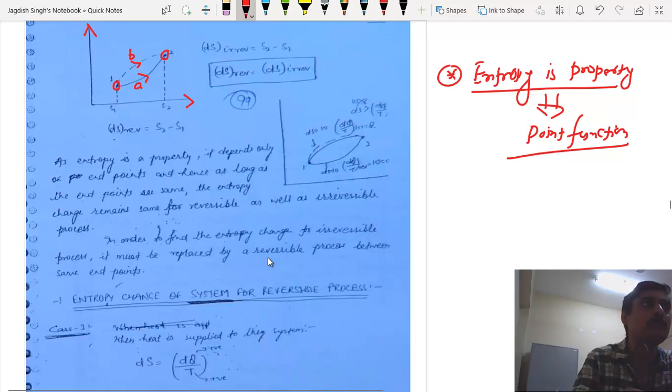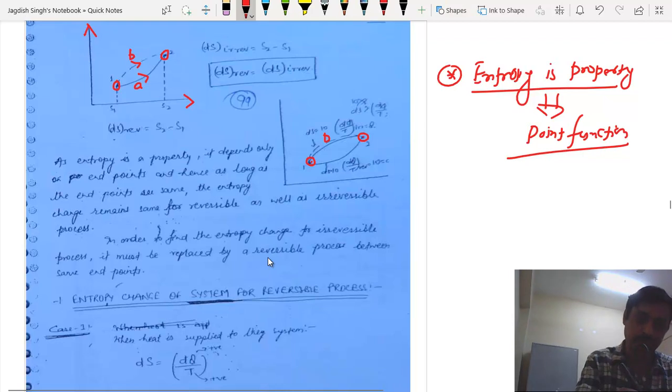Suppose that this way 1B2 is the irreversible process, okay? And we have to find the change in entropy. We know that entropy does not depend on path; it is a point function. Since the points are the same, we have to replace the irreversible process by a reversible process, okay? Just I am repeating once again, this is very important. Entropy is a property, it does not depend on path. It is a point function. That means if initial and final points are the same, it does not matter which process is followed.